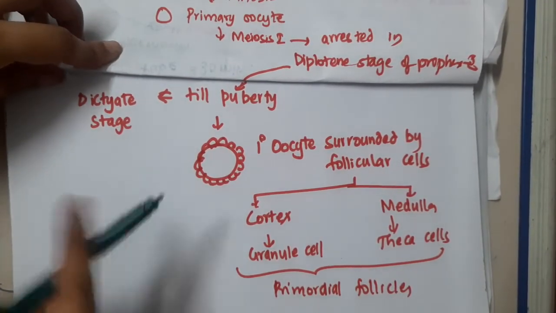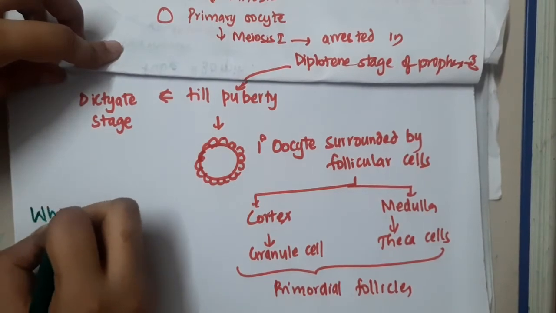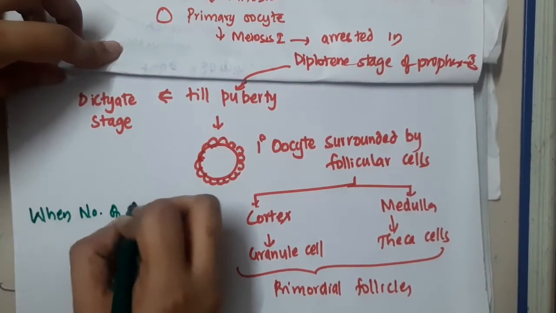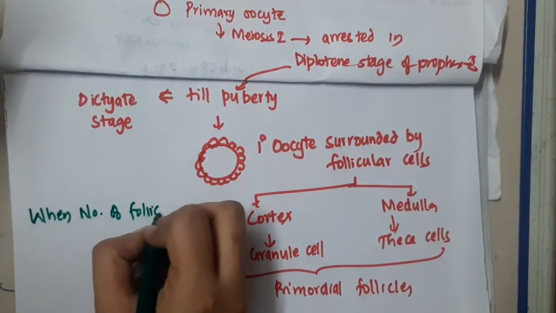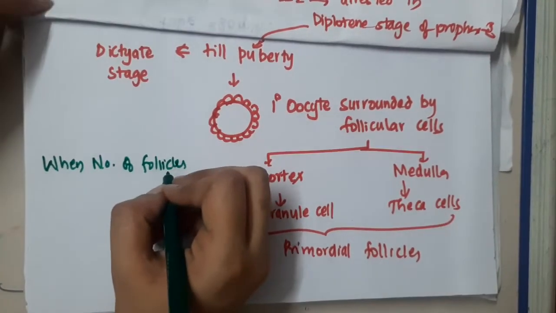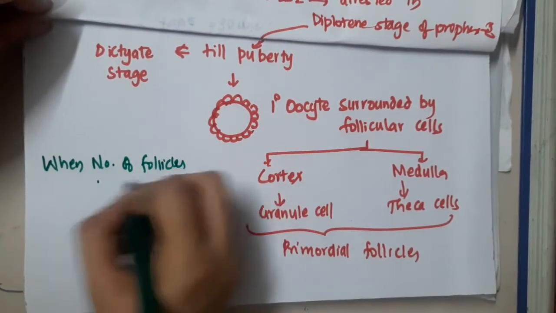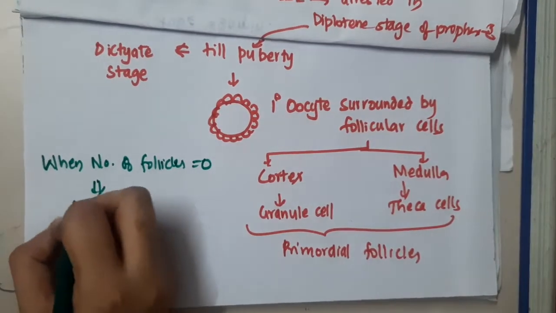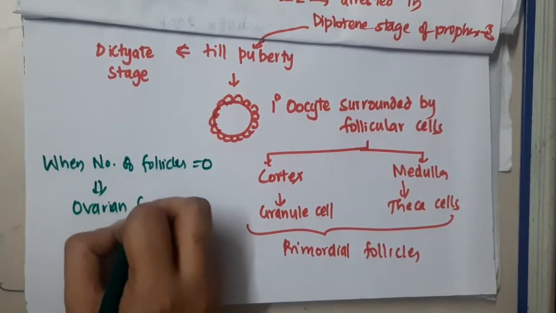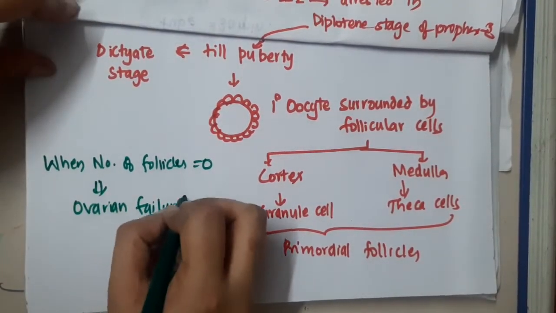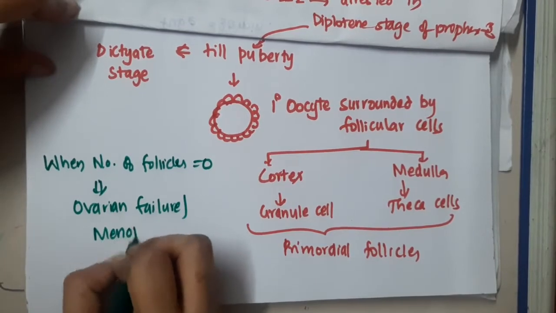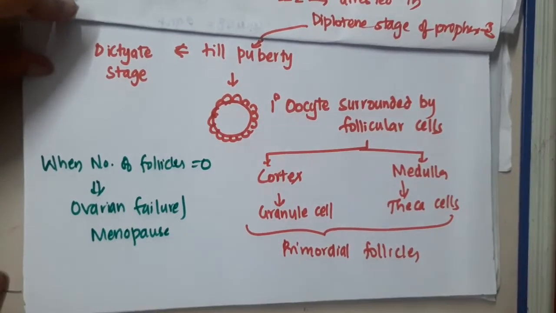Now when the number of follicles which will be formed becomes 0, then it is called ovarian failure or menopause. Okay, now what happens?